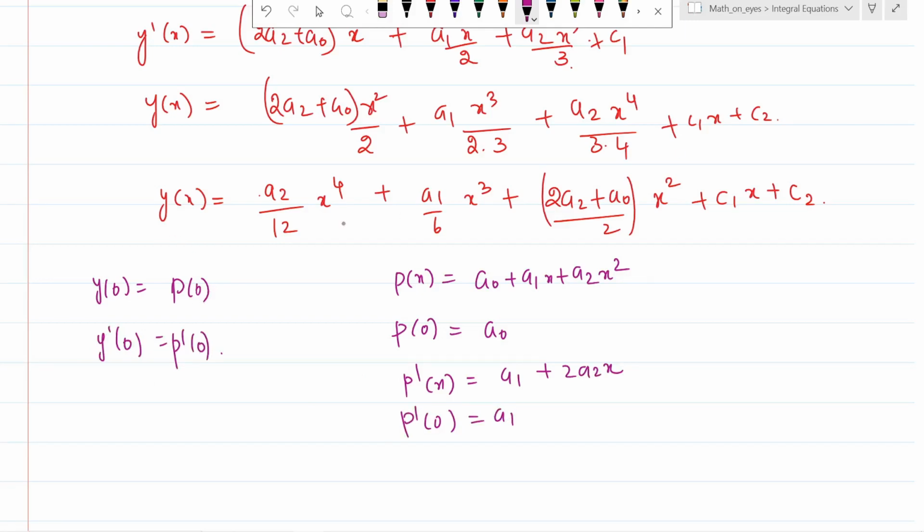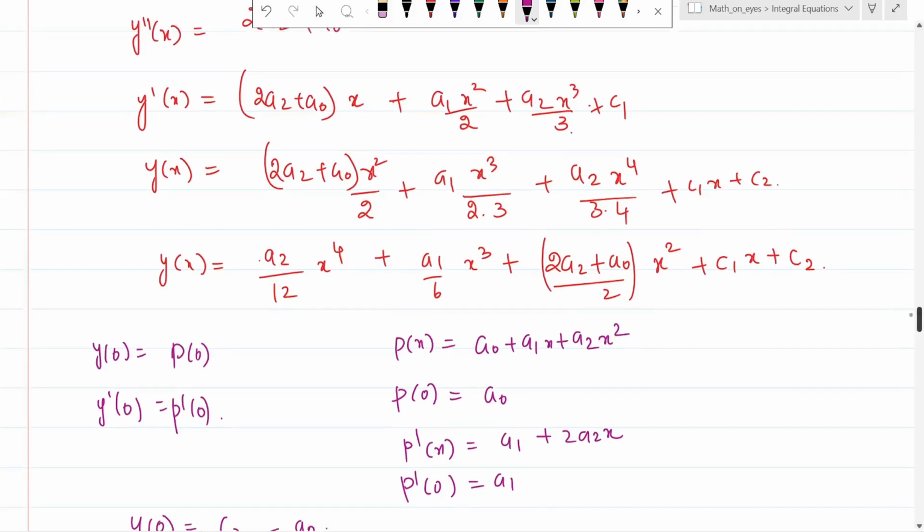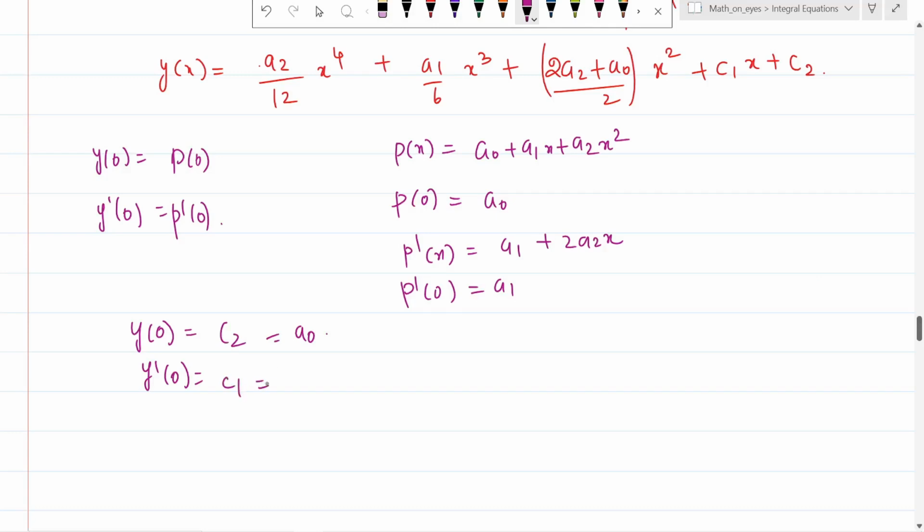So when I apply y of 0 here, the terms become 0, and we get c2, and that is equal to p of 0. What did we get as p of 0? p of 0 is equal to a naught. So c2 is equal to a naught. And then when I apply y dash of 0, applying 0 in this equation, the only leftover thing is c1. So c1 will be equal to y dash of 0, that is p dash of 0, which is equal to a1.